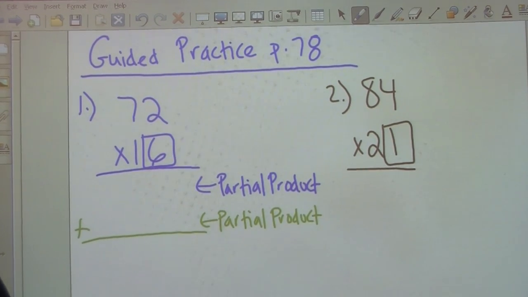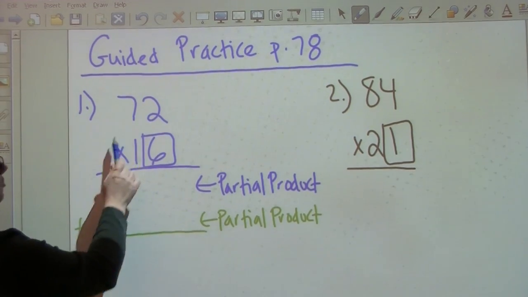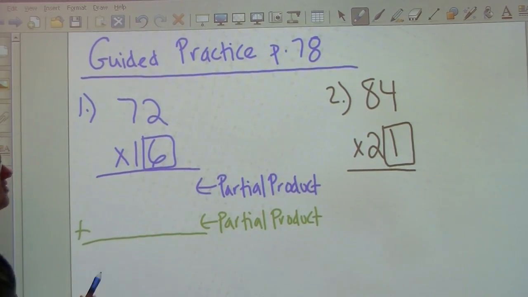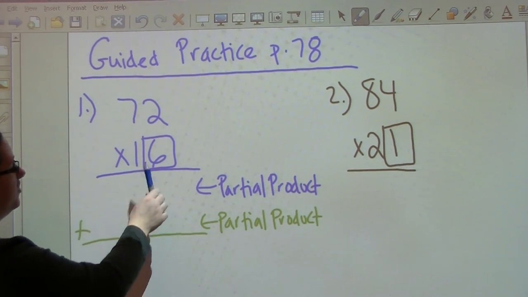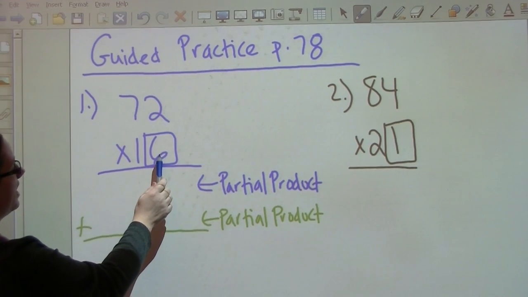So number 1, they have 72 times 16. So copy down your problem. And you will see here I'm putting the 6 that's in the ones place in a box. That's just to help us visually remember that's where we need to start. Okay, so we're going to start with multiplying by the 6.